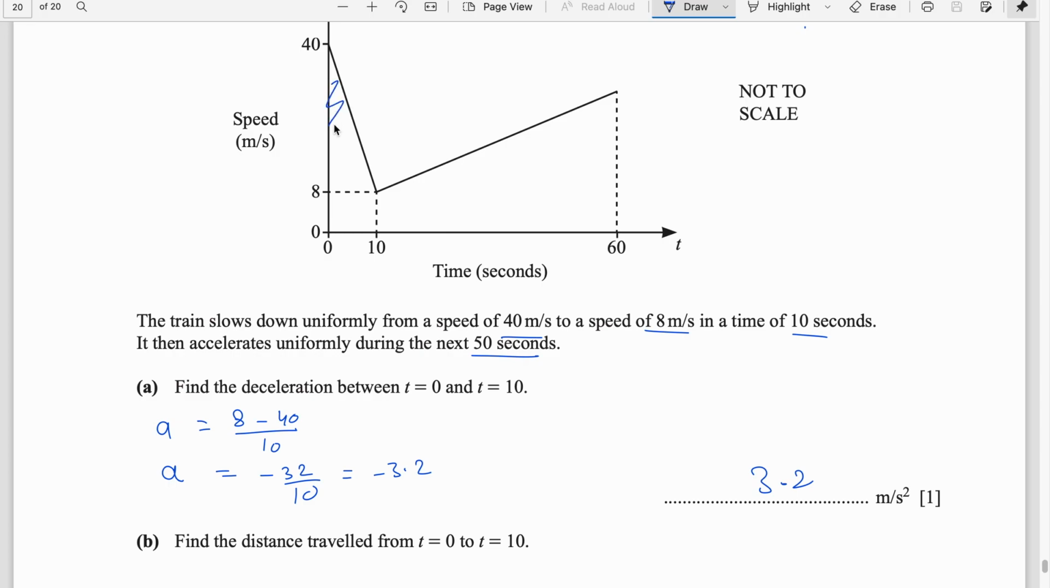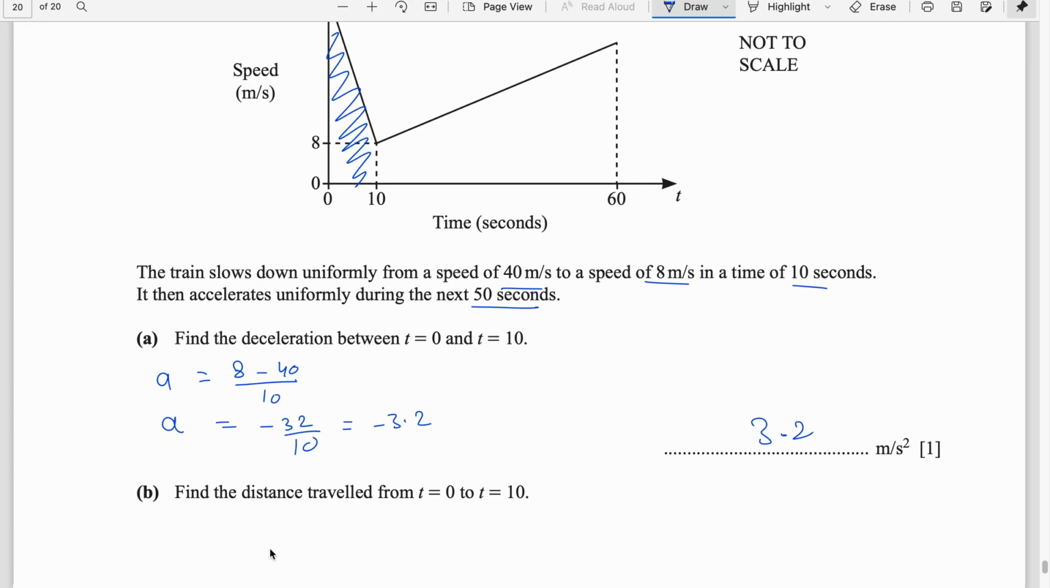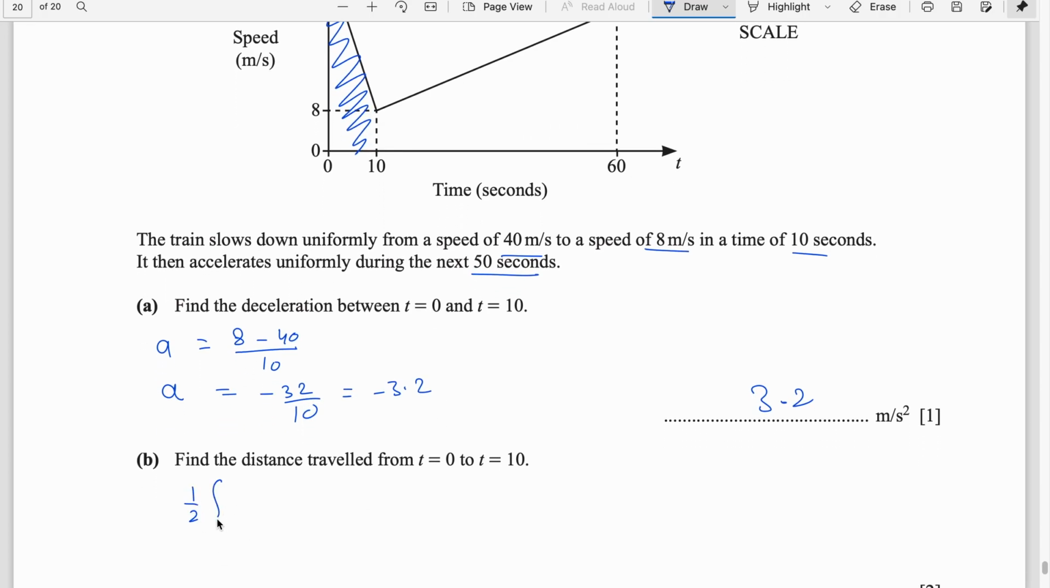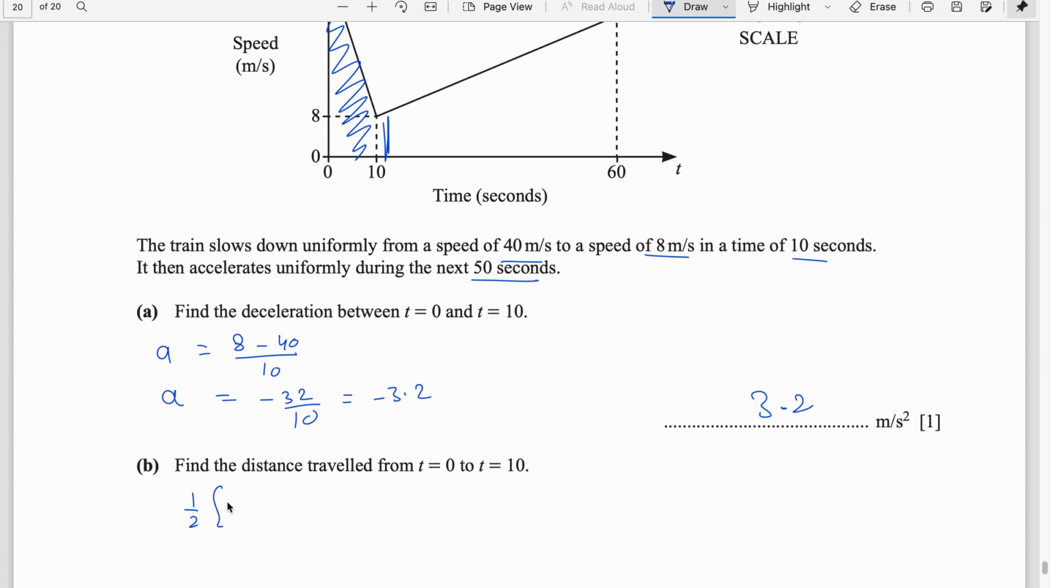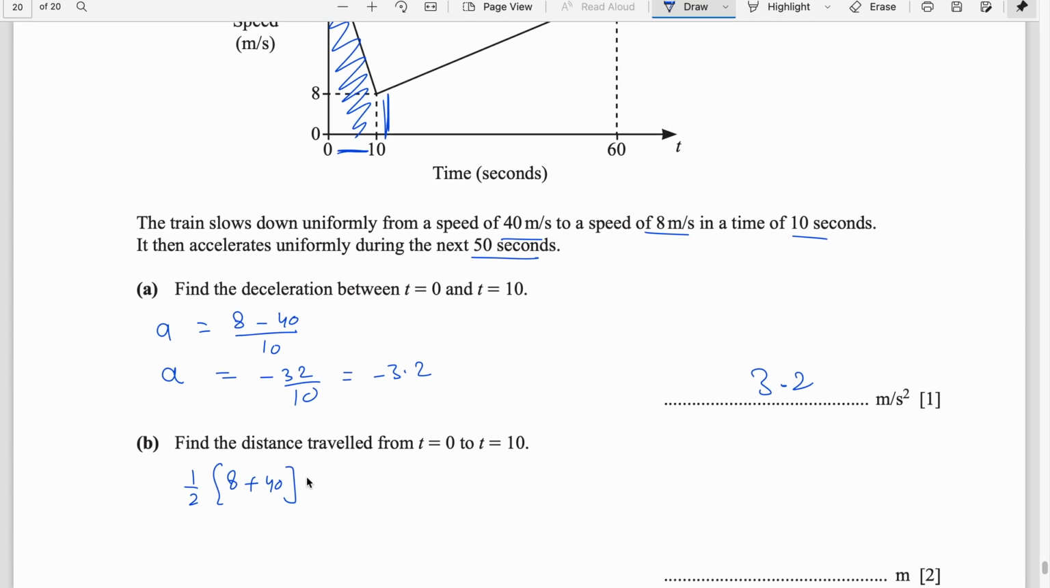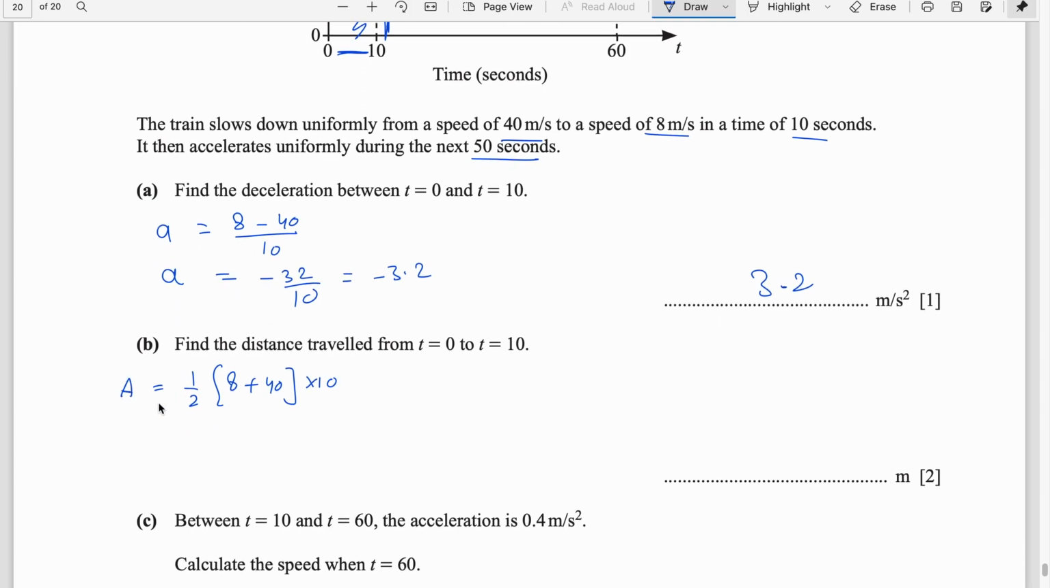Find the distance traveled from 0 to 10. From 0 to 10, the distance is the area under the graph. So 1 by 2, sum of parallel sides 8 plus 40, into the distance between these two, which is the height. This shape is basically a trapezium. So 1 by 2 into 48 into 10, 24 into 10 is 240 meters.